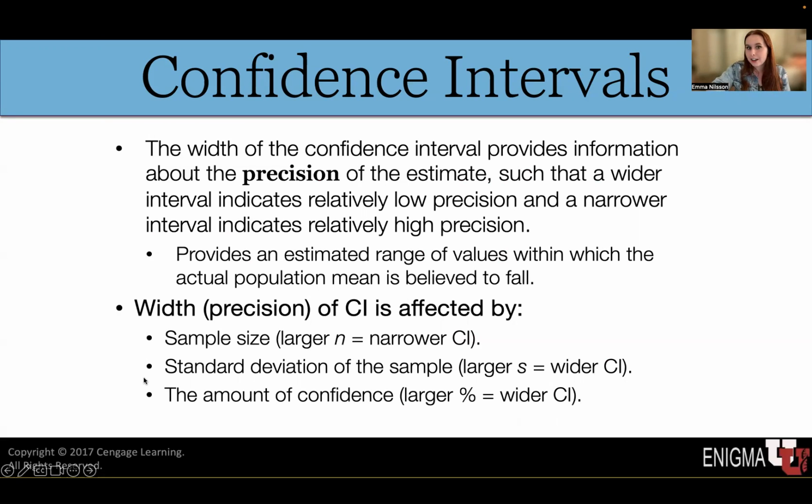The second thing that's going to affect your confidence interval is the standard deviation of the sample. If you have a larger standard deviation, you're going to have a wider confidence interval because your estimate's not going to be as precise. And then the amount of confidence. If you have a larger percentage of confidence, you're going to have a wider confidence interval, just because as your confidence gets higher, your precision is going to get slightly lower.